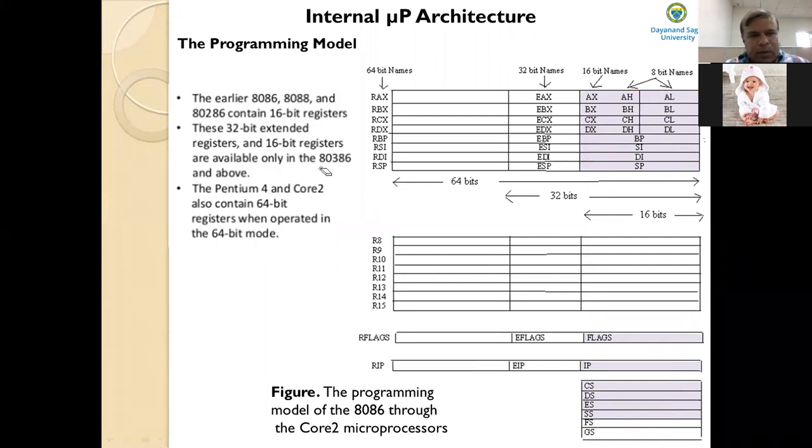Then the 80386 and above microprocessors contain the 32-bit extended registers. Which is that? This entire part contains the 32-bit registers. Which are the 32-bit registers? They are named EAX, EBX, ECX, EDX, EBP, ESI, EDI, ESP, and then EFLAGS, and then EIP.